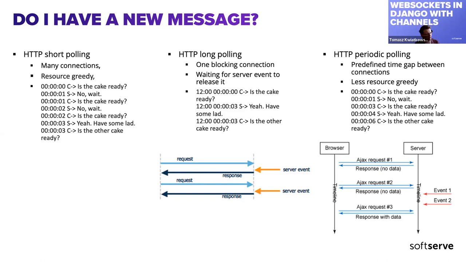So this example here presents a sort of timeline and log of how that might appear. In the very first request, we are asking for this cake to be ready, and we receive a message that it's not ready and we need to wait. We send this request once again, and we receive a message that it's not ready. And finally, once we made this third request, we received that we have this cake ready. So we are sending those requests constantly, and there is no wait time period for those. As I said, that might end up in a very resource-greedy solution.